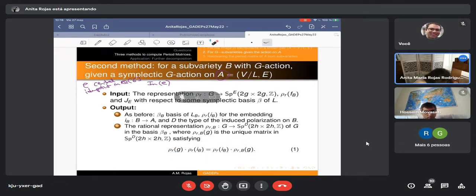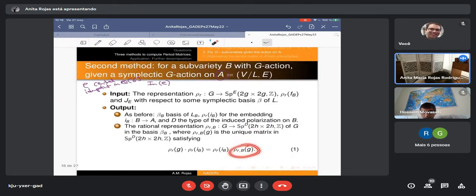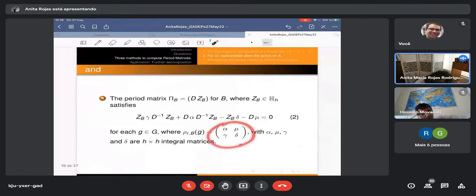All these are matrices, and with that, you have to study. You can get the period matrix of the subvariety which had this G action because it satisfies this relation. Okay, and that gives you, well, the input is what you computed in the first step. This matrix is a matrix with this shape, and with that matrix you ask for the fixed subvarieties by this action, and that gives you the Riemann matrix for that subvariety.